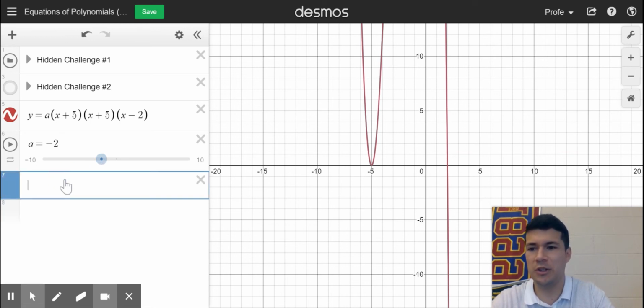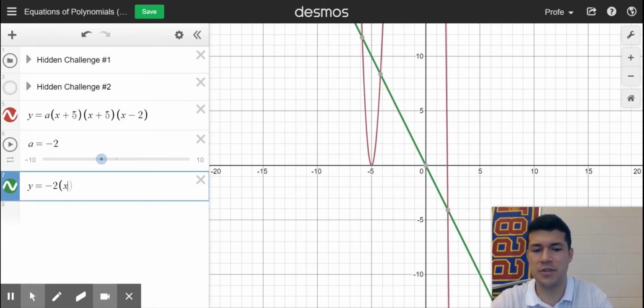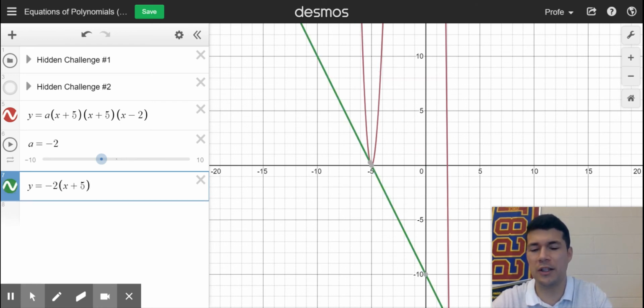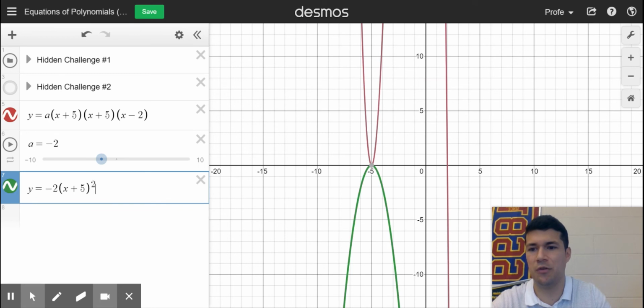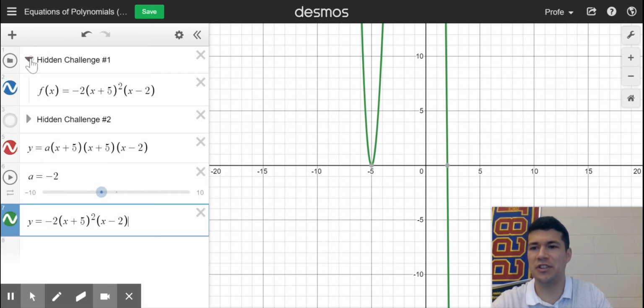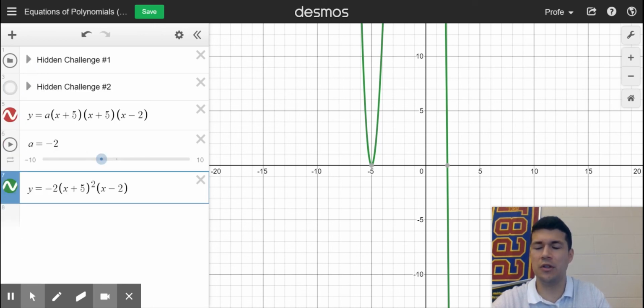That will actually be the equation. So let me see what I've got. I've determined this is y equals -2 times x plus 5. You don't have to write x plus 5 twice. You can just say x plus 5 quantity squared times x minus 2. And I'm going to peek at my answer. And guess what? That is the correct equation for this function.